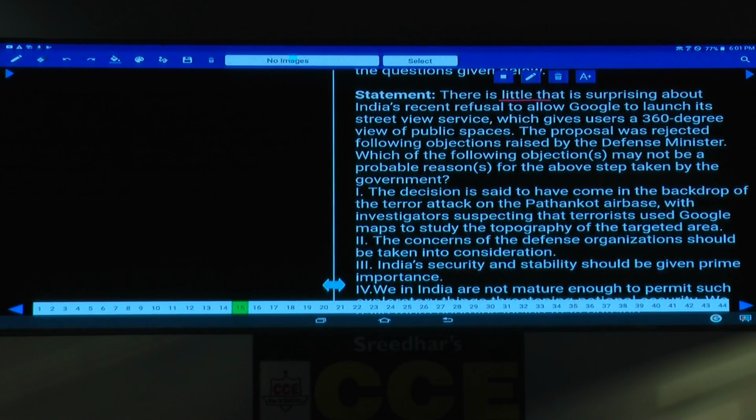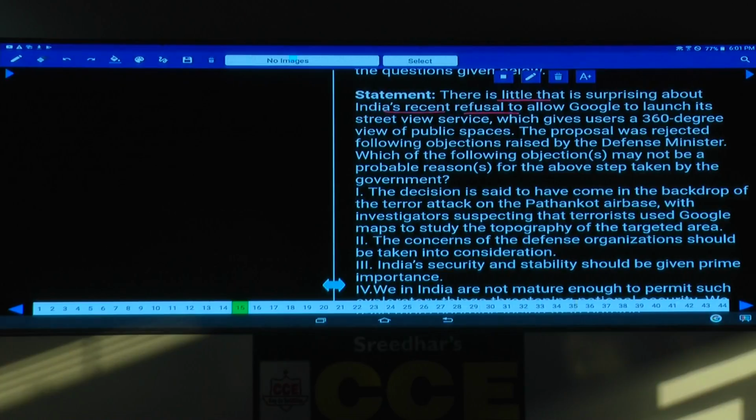That means whatever you are assuming, that has become true. And there won't be any surprising element in this one. And when will any person get surprised? Only when anything happens beyond your expectations or above your expectations. Isn't it? Hence, there is a little that is surprising about India's recent refusal to allow Google to launch its Street View service, which gives users a 360 degrees view of public spaces.